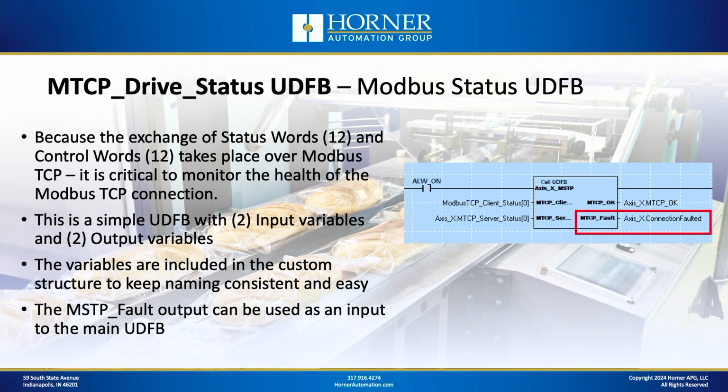Okay, now in addition to this all-inclusive user-defined function block for controlling motion, we've also got a very simple user-defined function block we've included that will allow you to very easily see that your Modbus TCP connection is healthy, because that's critical, obviously, because all the status words and control words are exchanged at high speed over Modbus TCP. So you're going to want to know you've got an okay connection, and if you have a faulted connection, you're going to want to feed that in as one of the inputs to the all-inclusive point-to-point user-defined function block that I just reviewed on the previous slide.